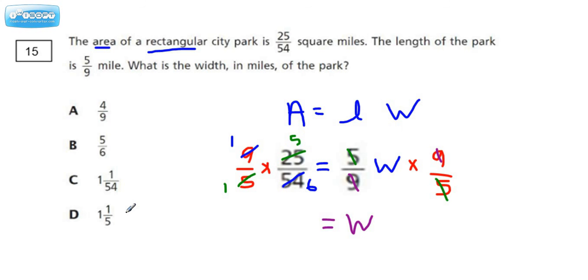Now, what do conscientious students do? They would also show a check. They would show whatever they got. They would multiply it with the 5/9 to make sure that you get the 25/54.